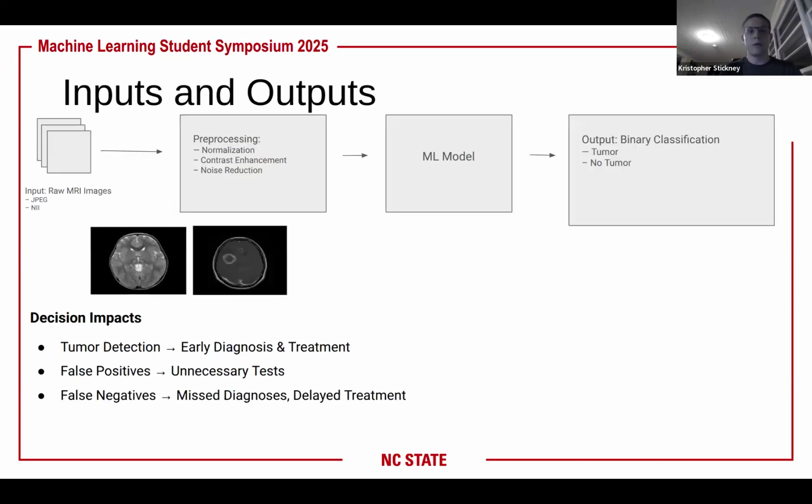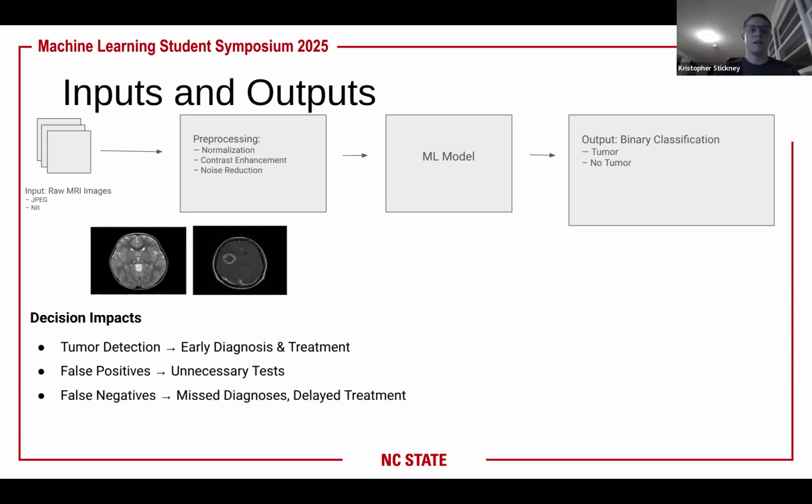For our inputs and outputs, we input the raw 2D JPEG, which we pre-process. We normalize it, put it into the same shape, and then we put that into our machine learning model, which then outputs a binary classification. We did look at doing contrast enhancement and noise reduction, but ultimately we did not go with those.